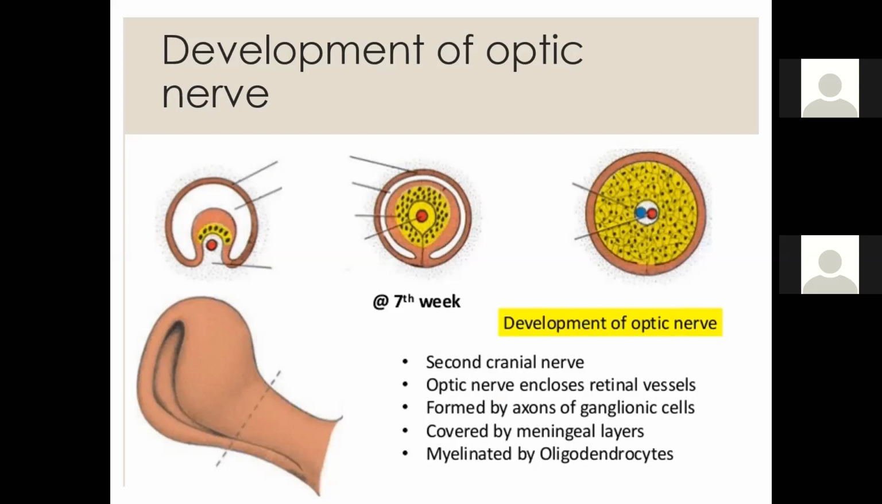These are actually the axons of the ganglion layer which is present inside the retina. So this is the formation of the optic nerve. The optic nerve is formed by elongation of the optic vesicle and the optic cup, and the axons which are present inside the optic nerve are coming from the ganglion layer of the retina.